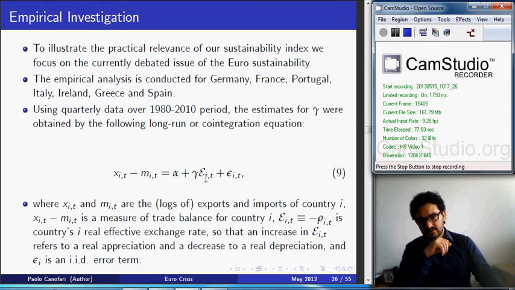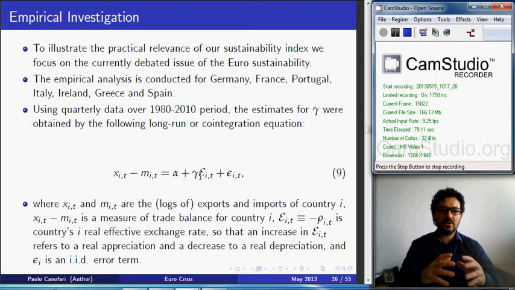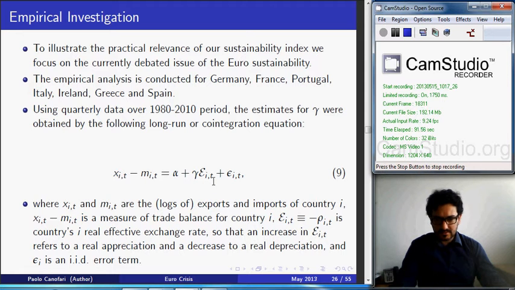The real effective exchange rate has been obtained from International Financial Statistics of the International Monetary Fund. If we have an increase in this real effective exchange rate, we have a real appreciation. If we have a decrease, we have a real depreciation. So our expectation is that gamma is negative.